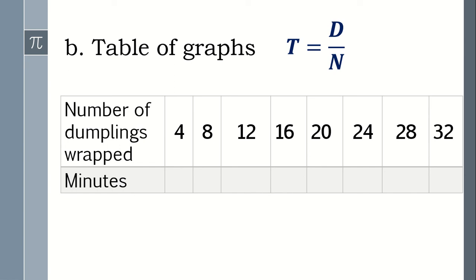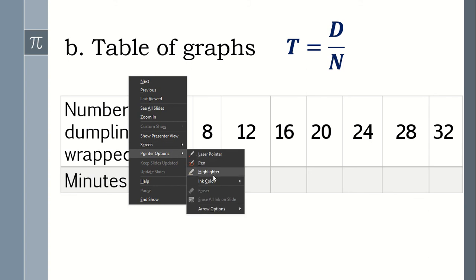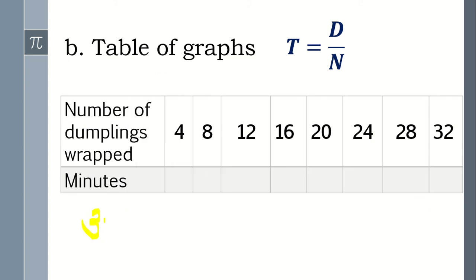And using this equation, malalaman natin yung time in minutes para magawa itong mga dumplings na ito. Okay? So, let us have 4. So, magiging 32 divided by 4 equals 8. Okay? 8. So, ganun lang din. 32 divided by 8 is 4.